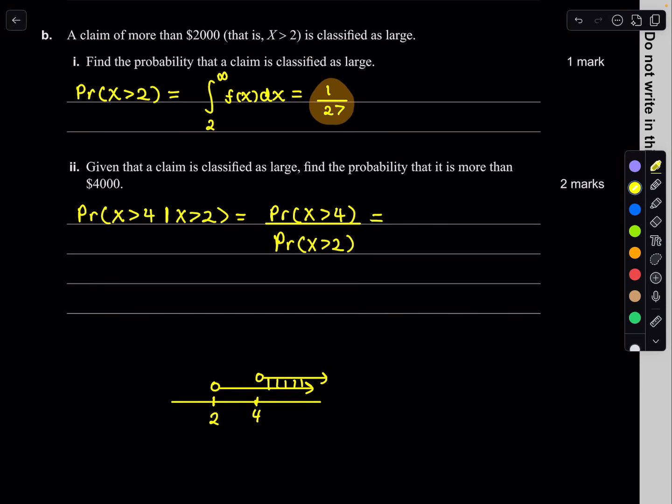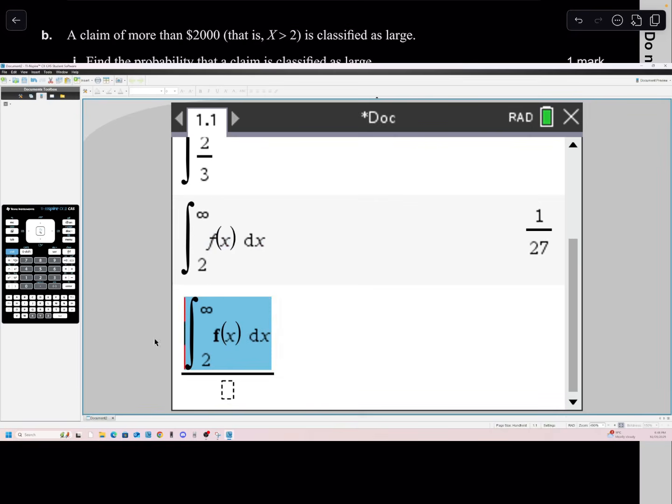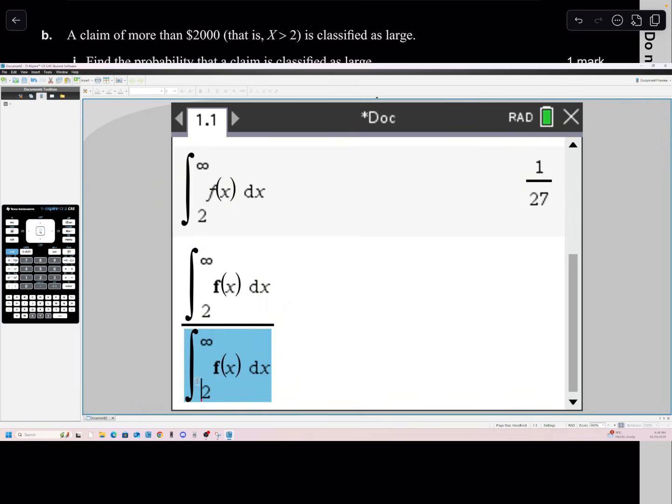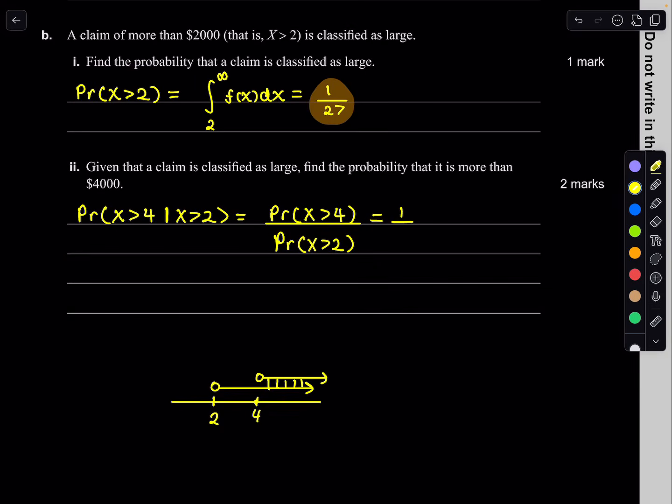For example, what I'm going to do is we need to divide. I will take these two here, so I'll take this one over here too. So that here is when it's large, so x is greater than 2, perfect. And we want divided, then this has to be 4 to infinity. So the probability that x is greater than 4 divided by the probability that x is greater than 2, enter, and that gives me 1/8. Really, really easy question there. Okay, put that there. Okay, done.